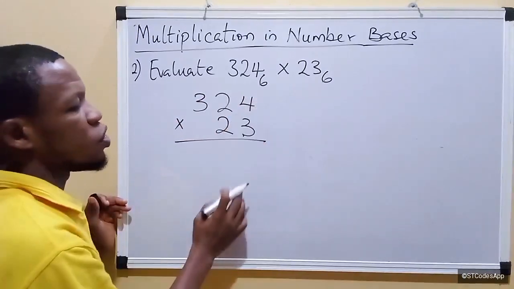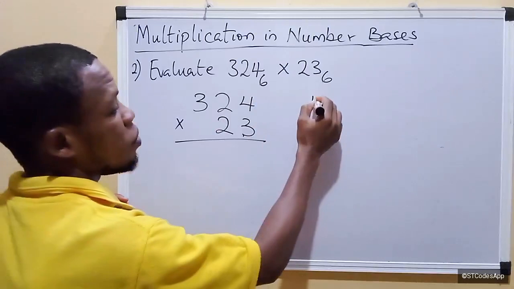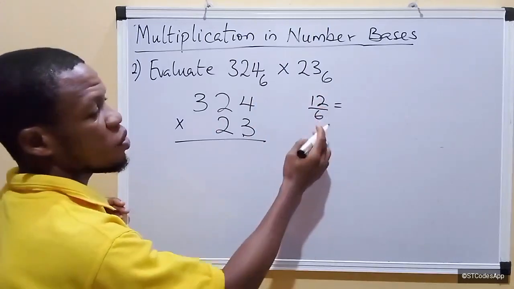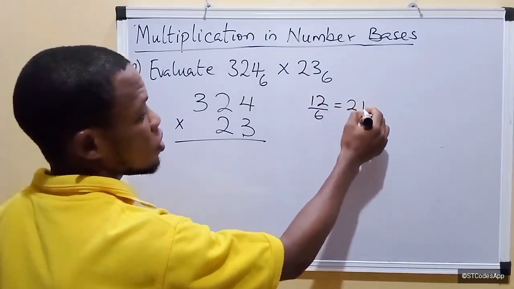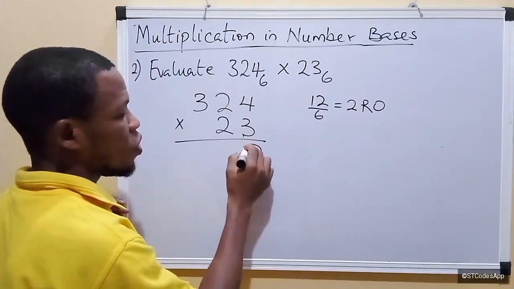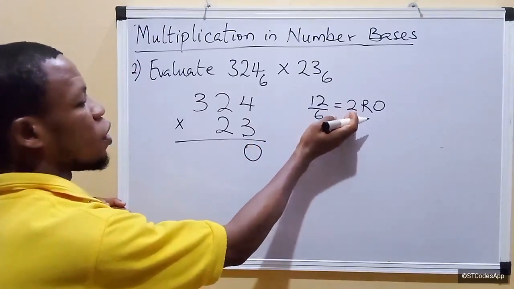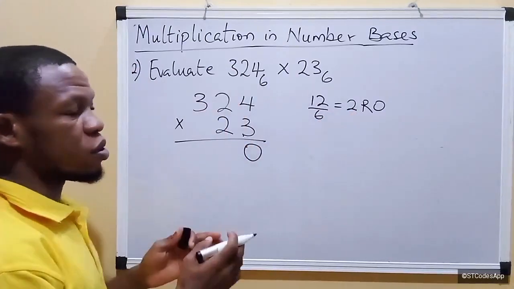3 times 4 is 12. It is greater than 6, the base, so we divide by the base. 12 divided by 6 is 2. Since nothing is left, we have remainder 0. So I write down the remainder, which is 0, and then we carry over the 2, the quotient, to the next place value to be used.